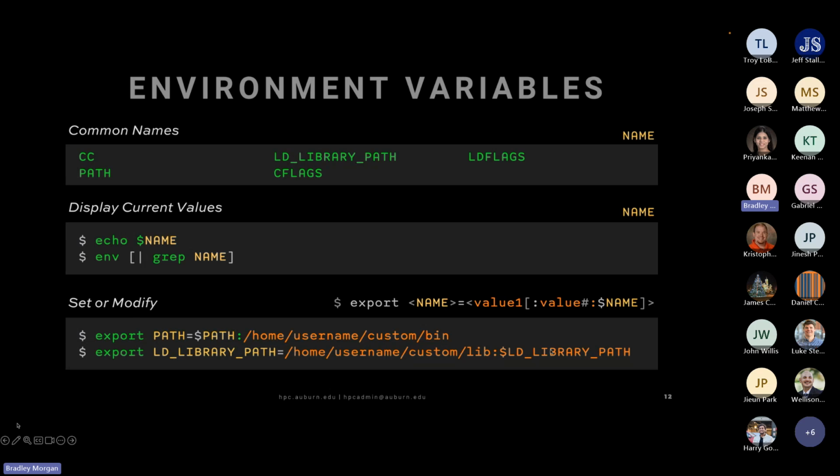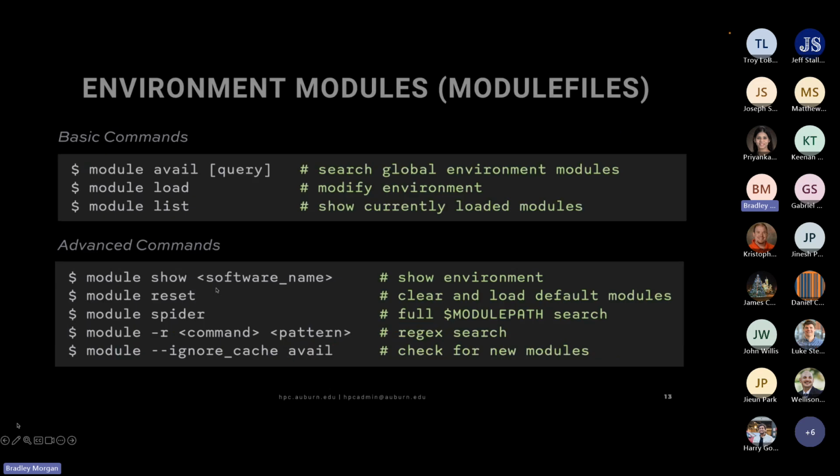In the second example, we are actually prepending a value to the existing LD library path variable. So you can do it without these, you can do it with them. When you're dealing with environment variables that have been set by the system, it's highly advisable to append rather than just replace them wholesale. So that's how you display and set or modify environment variables.